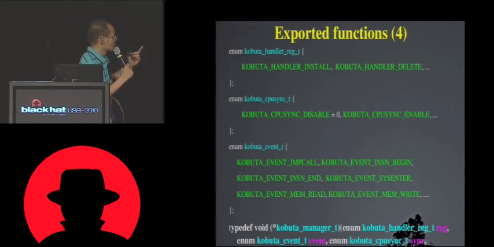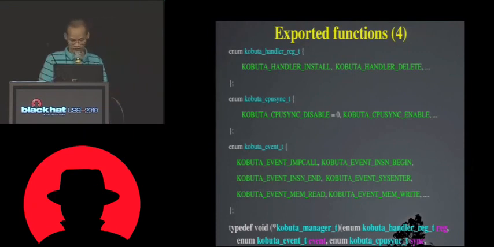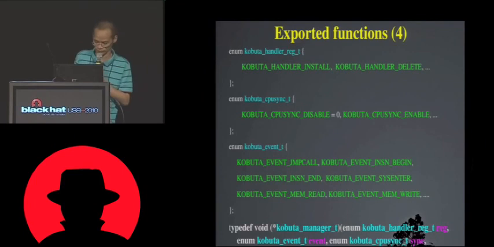You need to register which type of event: jump call event, instruction begin, instruction end, sys enter, memory read, memory write, and so on. And you also decide if you want to synchronize the CPU context or not. At the bottom, you don't see just one function pointer. So we register the function pointer for the instrumentation hook with those conditions, which you can give to the manager function.